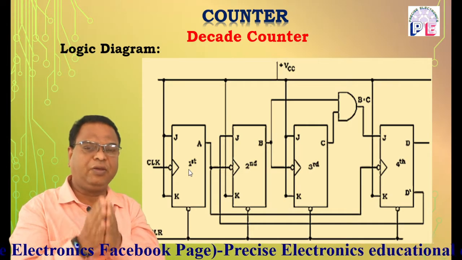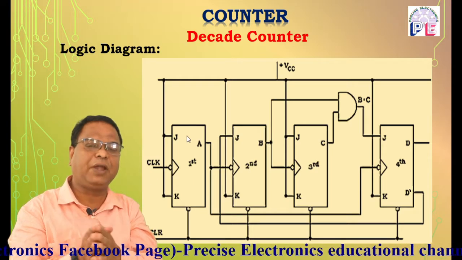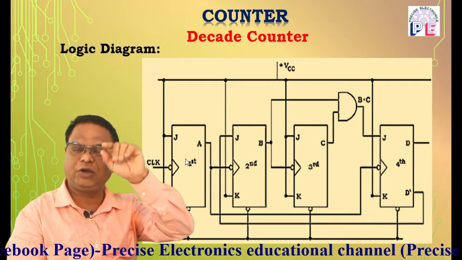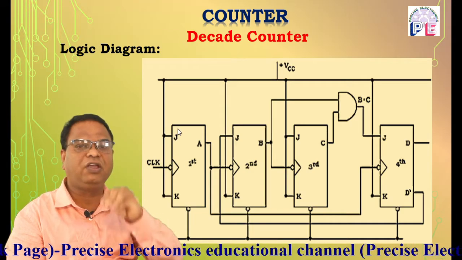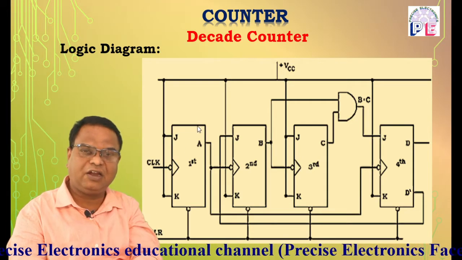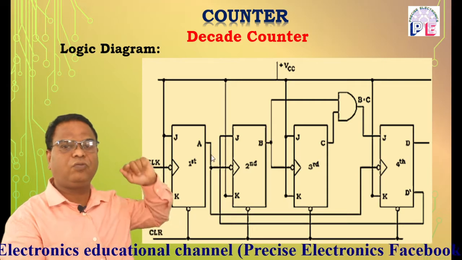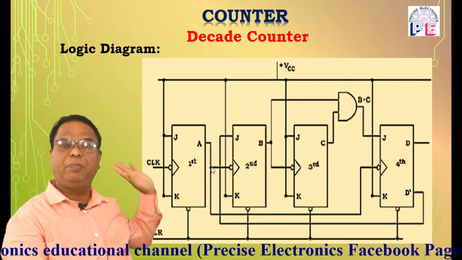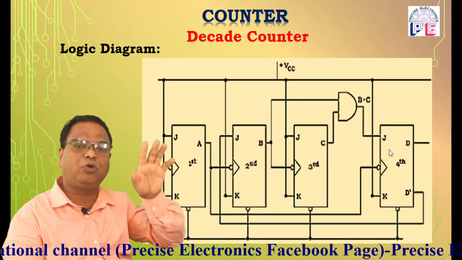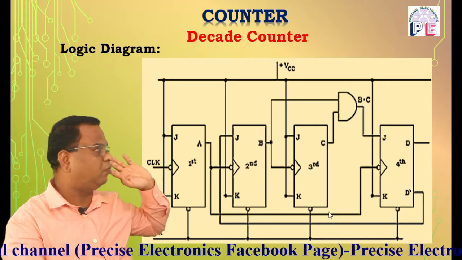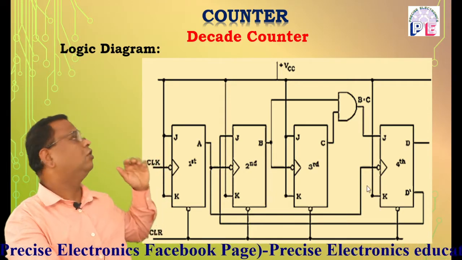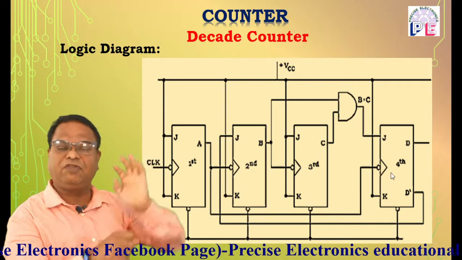The input signal, a clock signal, is applied to the input terminal of the first flip-flop, whose J and K inputs are connected to plus VCC. So this flip-flop is in toggle mode. The output of the first flip-flop, that is A, drives the clock input terminal of the second flip-flop, that is the B flip-flop. And the same output is also connected to the clock input terminal of the fourth flip-flop, that is the D flip-flop. So A drives the clock input of B as well as the clock input of the D flip-flop.